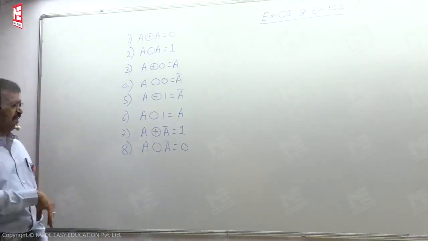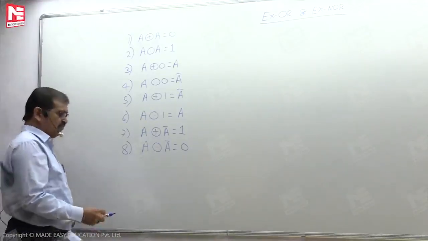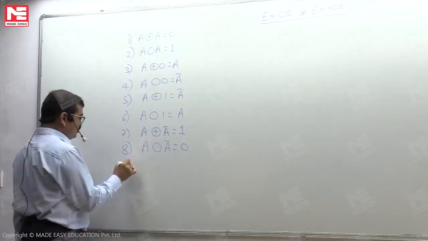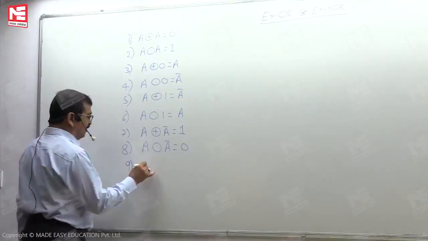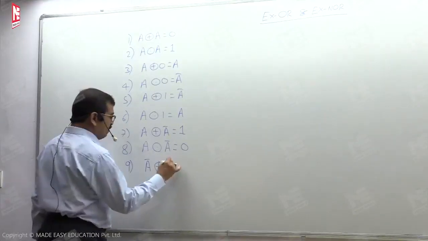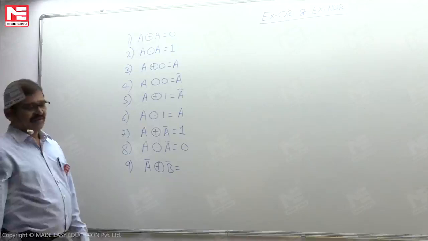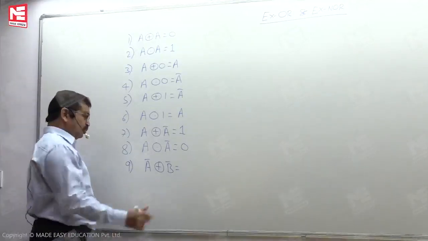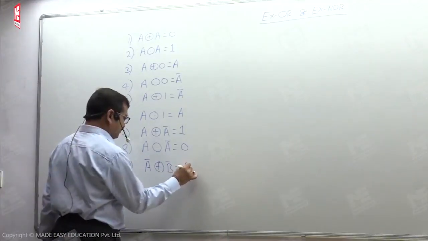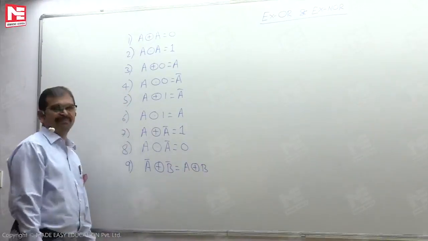So the same thing, of course, I am putting here in order, nothing else. So all these are known to us. And apart from this, you can see a few more. A complement exclusive OR B complement is equal to, you are supposed to read this, A exclusive OR B.